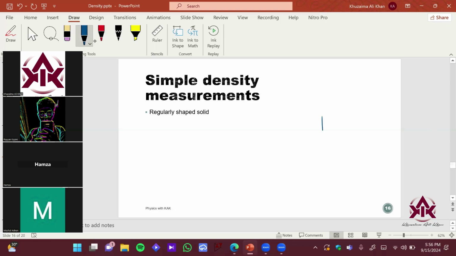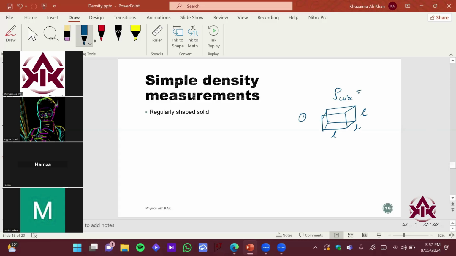Let's say you have an aluminum cube, right? This is the material available. It's a regular shape, the length of it is L, right? Copper has a density of, let's say, 3,300 kilogram per meter cube. Let's say this is the density. Okay, so you want to find the density of this particular cube.